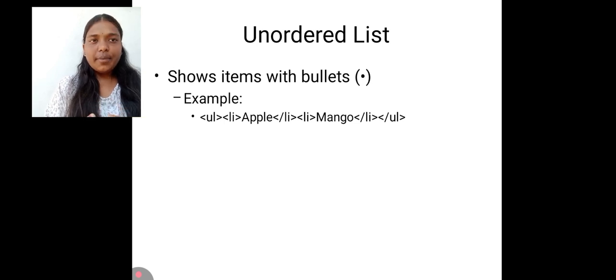It is also represented inside the UL tag. Inside the UL tag, the items are described like list 1, list 2, and list 3, and inside those items the content is displayed.